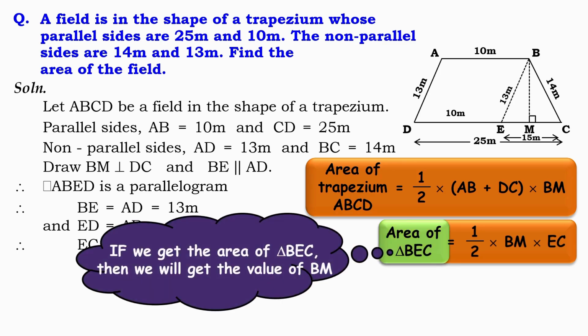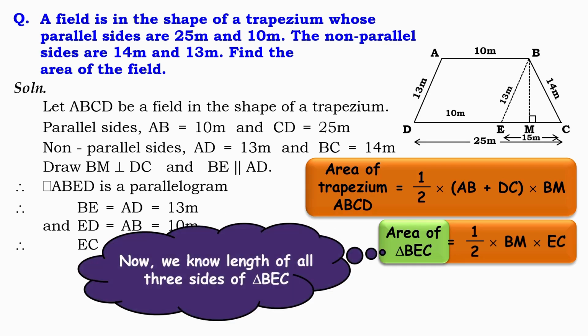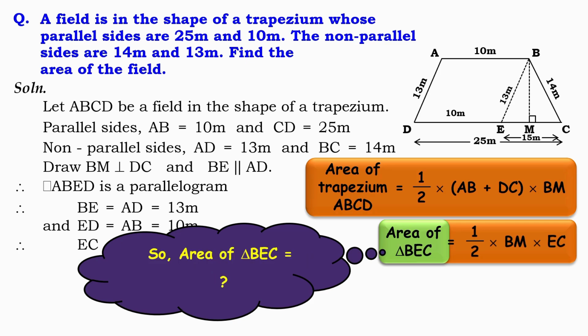So if we get the area of triangle BEC, then we will get the value of BM. Since we know the base, we can easily find the height. Now we know the length of all three sides of triangle BEC: BE we know, EC we know, and also we know BC, right? So now the area of triangle BEC, we have to apply Heron's formula.